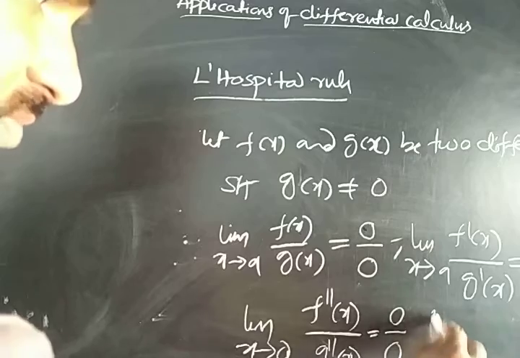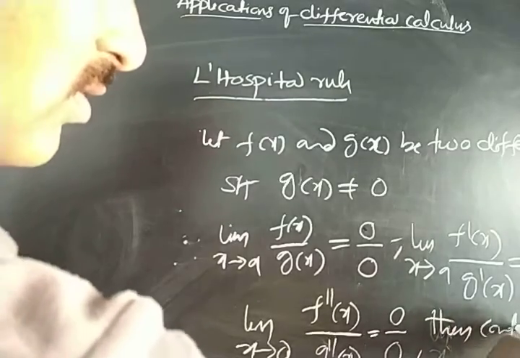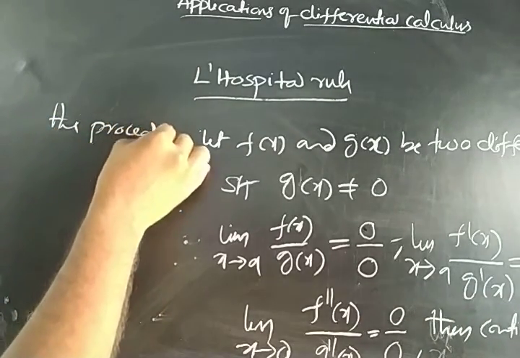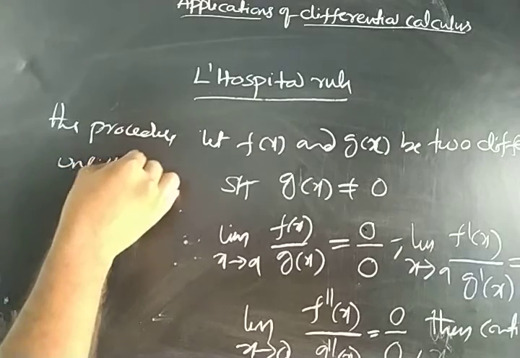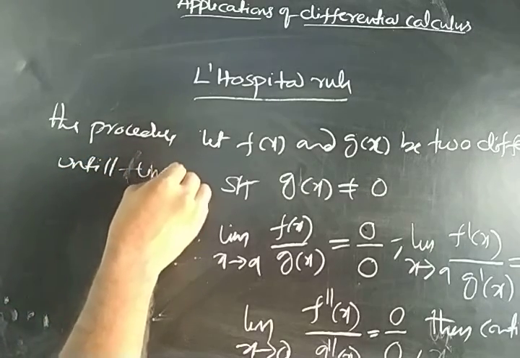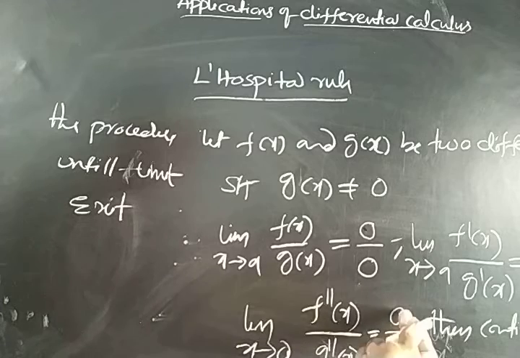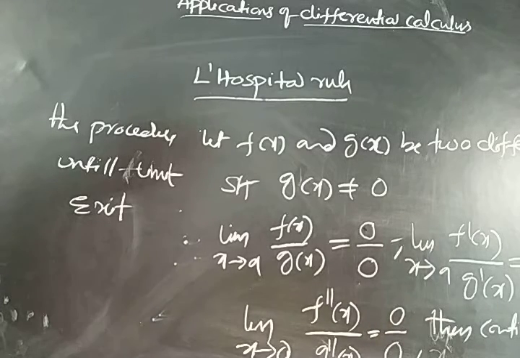Continue the procedure until the limit exists. So continue the differentiation. Suppose in the second derivative you also get an indeterminate form. Then you have to find the third derivative. Again substitute x equal to a. In the third derivative you may get a limit value. Then stop the procedure. So we have to continue this procedure until the limit of the given function exists. So this is the use of L'Hospital rule.